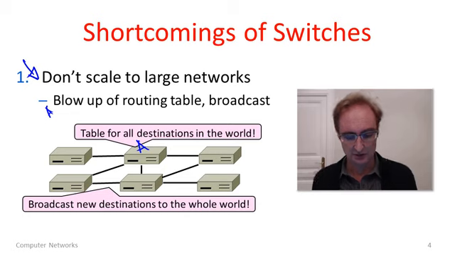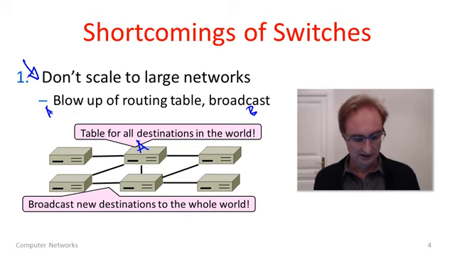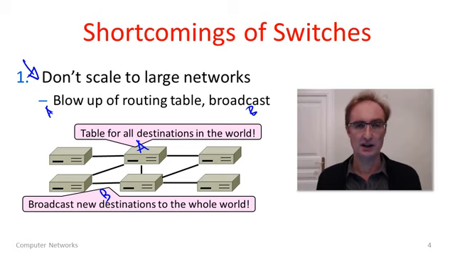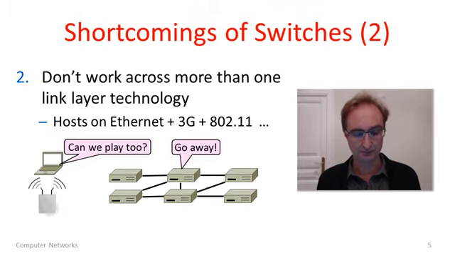A second issue is this broadcast. That's here. As you remember, to reach new destinations that they haven't heard of before, switches broadcast. This means that the first time you send to a new destination, it could get sent across the entire network. Imagine sending a packet to a new destination and having it go through millions of other hosts on the network just because you weren't sure which way to go. So this design doesn't scale as well as we would like.